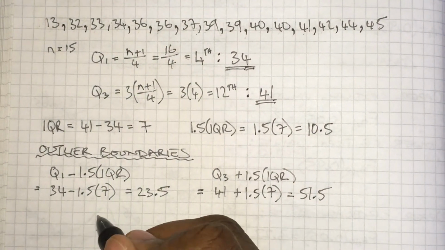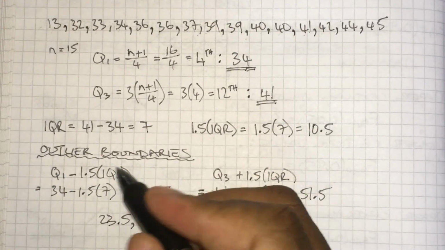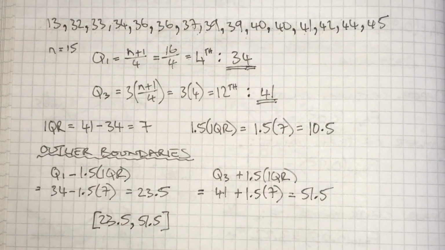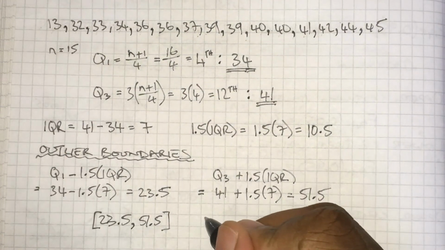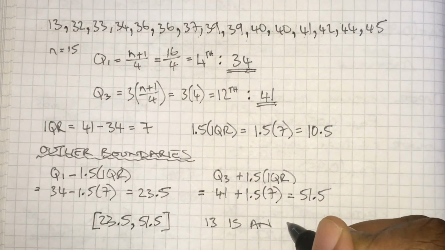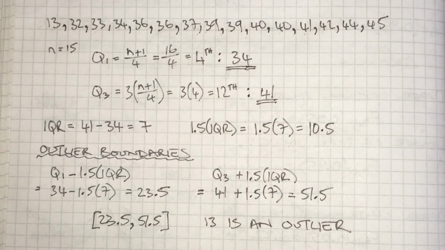Okay, so from here, let's just look at the original data again. Is there anything above 51.5 in the data? There isn't. Is there anything below 23.5? Yes, there is. There's one number below 23.5. There's one number outside of this acceptance range that we've calculated. 13 is an outlier.